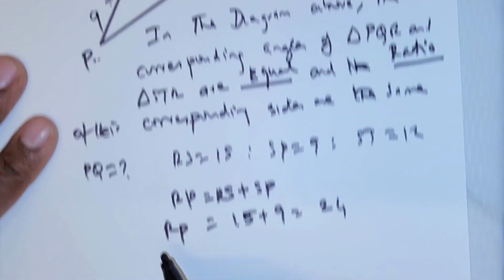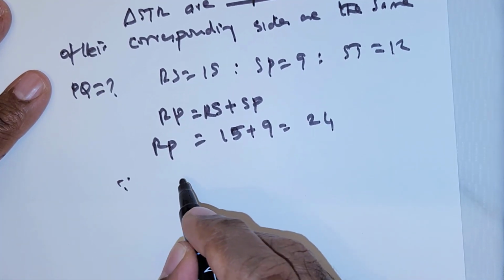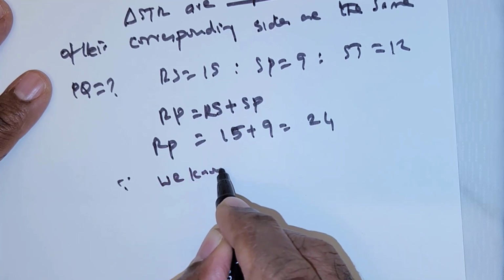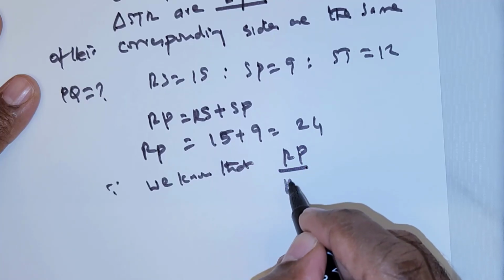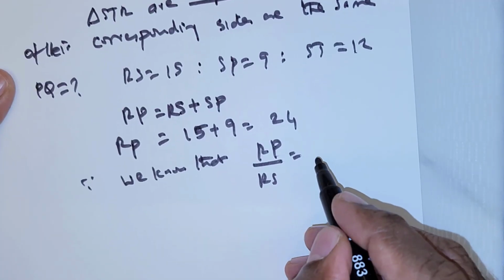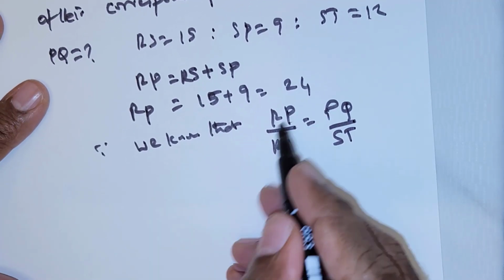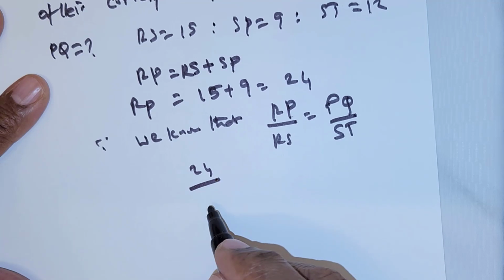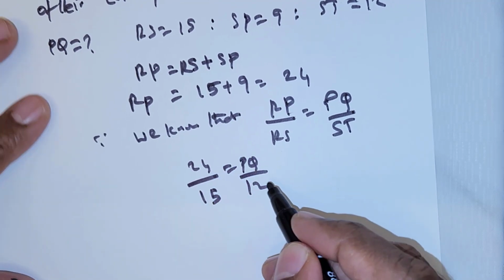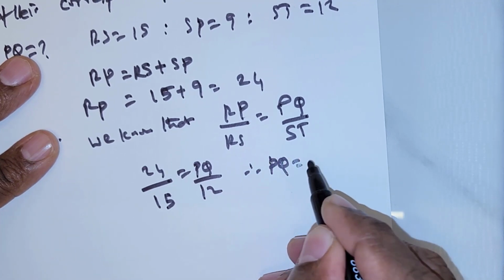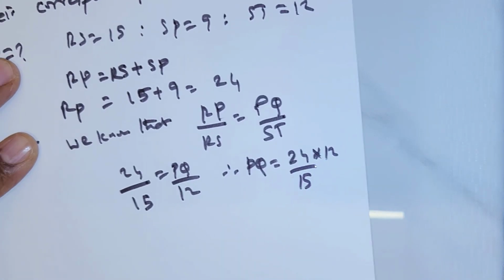RP is 24. Now since the triangles are similar, we know that RP over RS is equal to PQ over ST. So 24, RS is 15, PQ I need, ST is 12. So therefore PQ is 24 times 12 divided by 15.